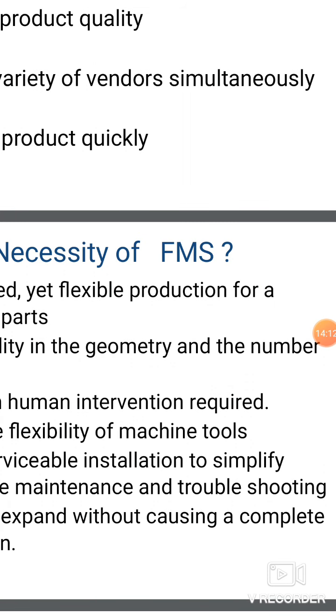Next, what makes the FMS flexible? It is a production system that is designed to easily adapt to changes in the type and quantity of the product.